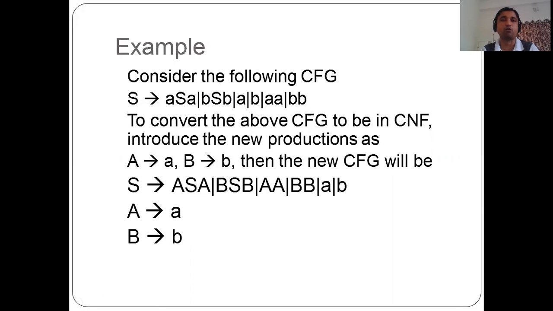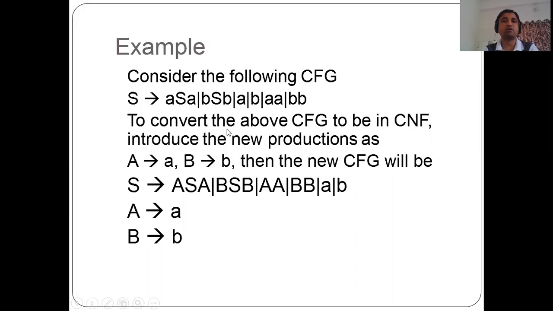There are 4 steps involved through which we can convert the given context-free grammar into the Chomsky normal form. In this particular grammar, you can see that S can be replaced by ASA, or by BSB, or by A, or only B, or double A, or double B. So this is the given context-free grammar, and we have to convert it into the Chomsky normal form.